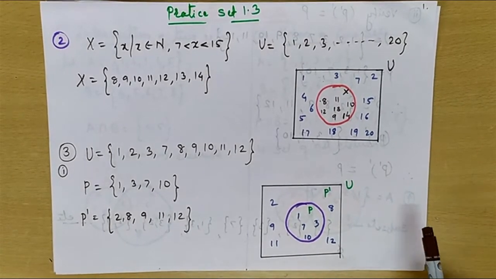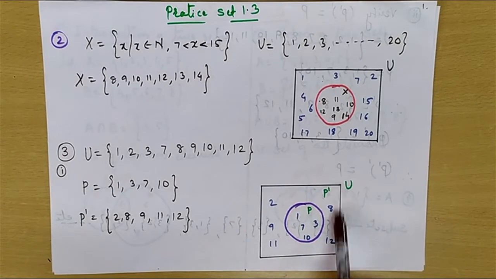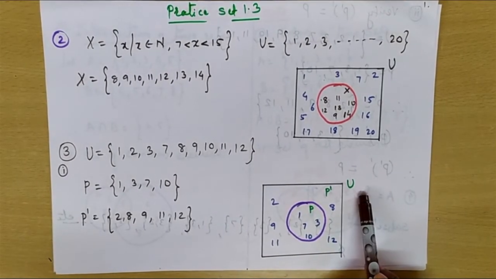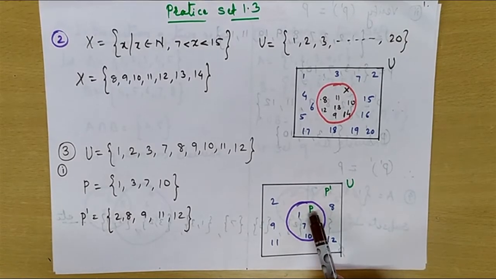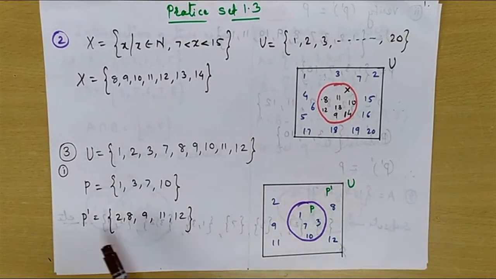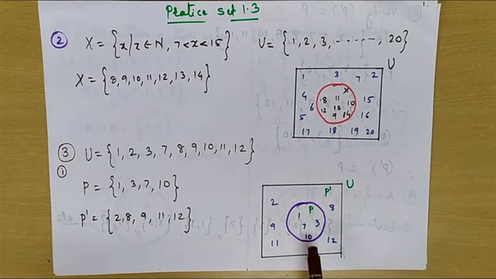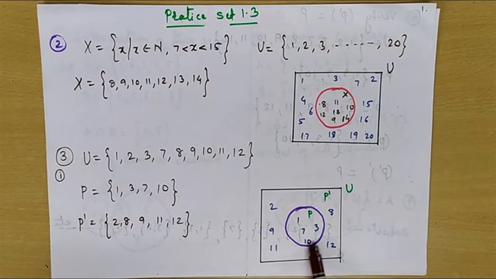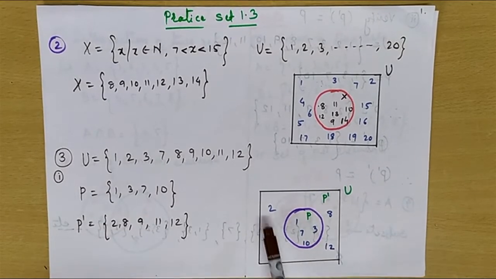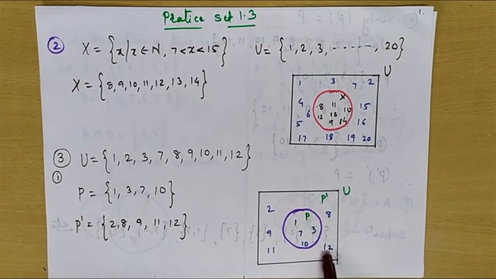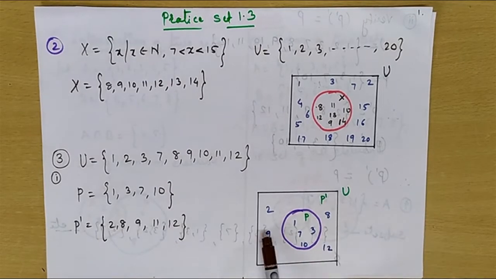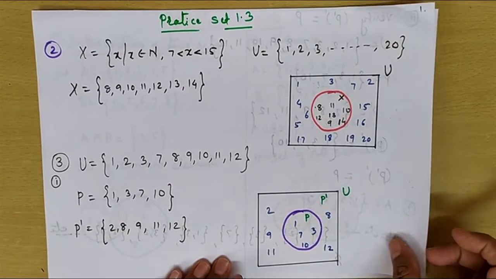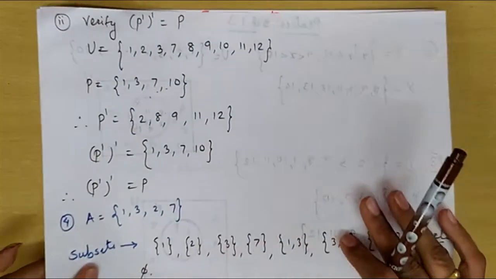How will you represent it with the help of a Venn diagram? Again the rectangle will represent the universal set. The circle will represent P set, that is 1, 3, 7 and 10. P complement will represent the elements which are outside the circle, that is 2, 8, 9, 12 and 11. And all these elements will be represented by the universal set. Now let us see the next example.